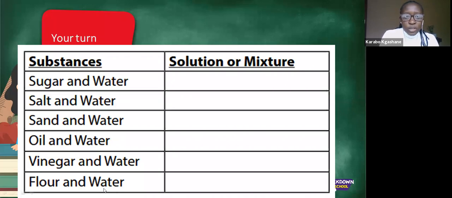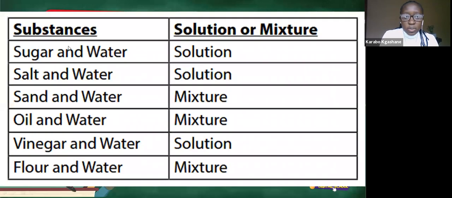All right, so you all basically said that sugar and water is a solution. Salt and water is a solution. Sand and water is a mixture. Oil and water is a mixture. Just to explain oil and water, you can actually physically see the oil inside the water. So if you're making some pasta and mom adds some oil, you can actually see the oil floating at the top. Vinegar and water is a solution. Flour and water is a mixture. All right, excellent, excellent.